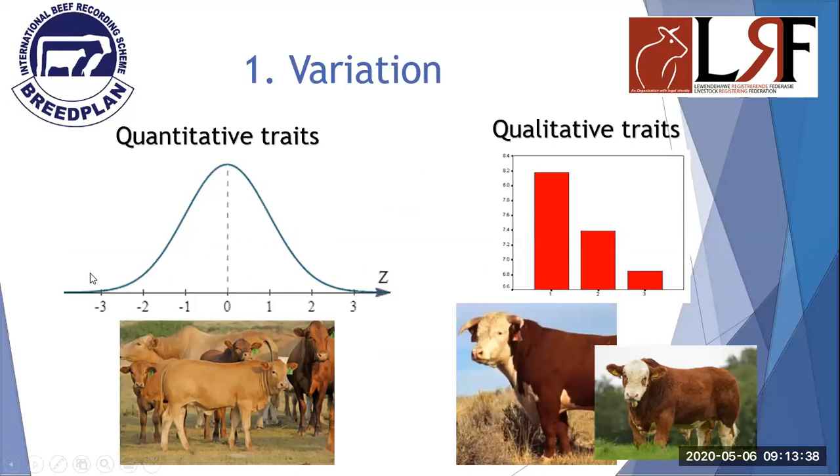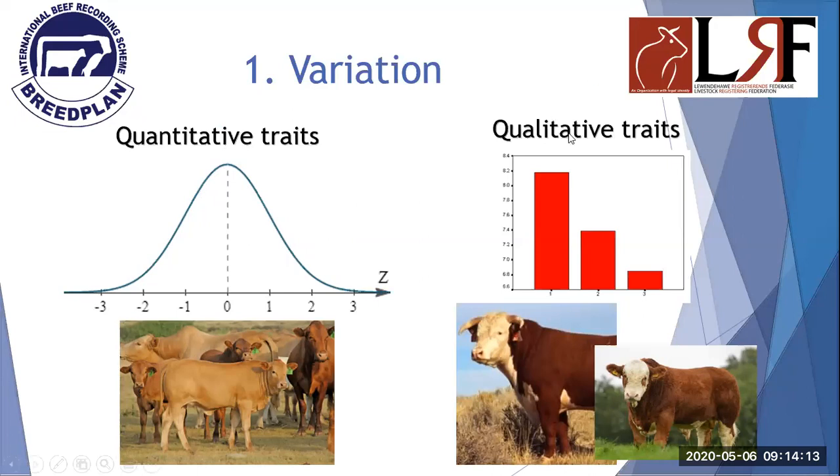The quantitative traits are traits that when you measure them on a large population of animals and you plot the measurements, you will receive a graph like this one with a normal distribution, with most of the animals around the average or the mean. So the traits that fall into this category are, for example, your weight traits, your carcass traits, etc.